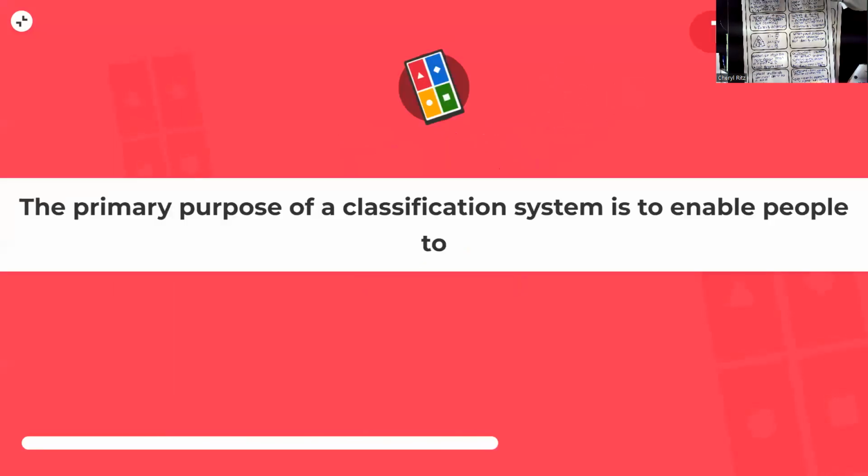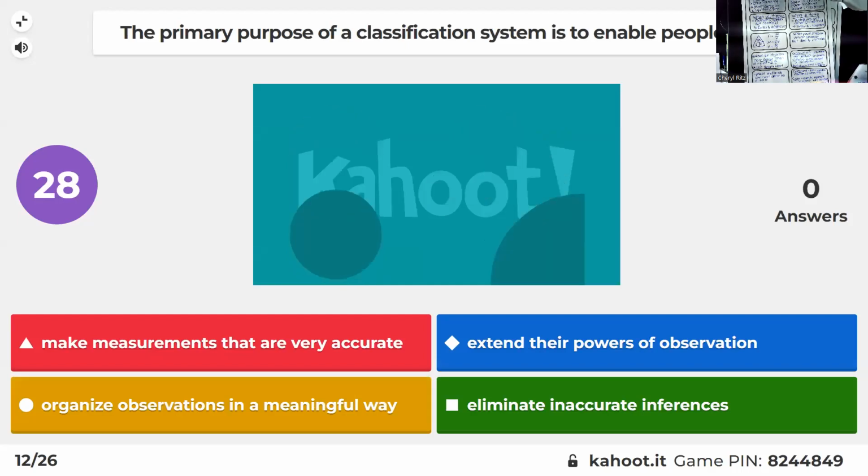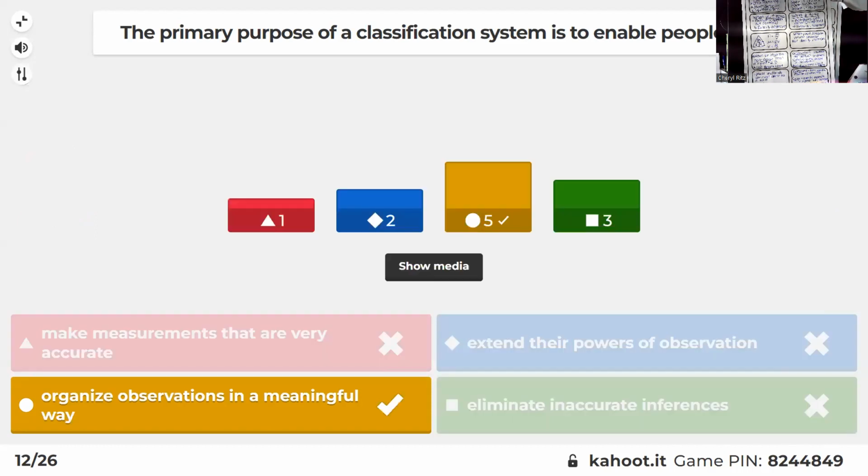The primary purpose of a classification system isn't to enable people to. So why would we classify something? Classified to organize. Organize, put into groups.